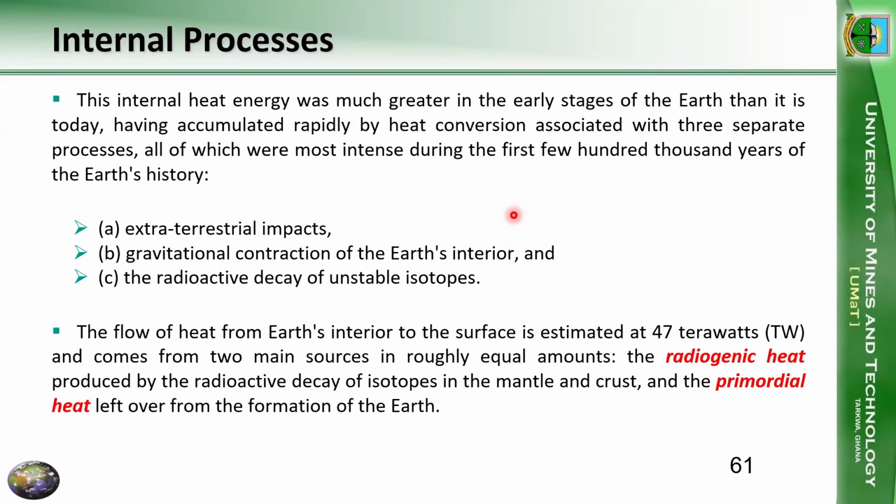So the two main energy sources that power the internal processes are in roughly equal amounts: the radiogenic heat coming from radioactivity, and the primordial heat, which is the heat that was left over during the formation of the planet Earth.